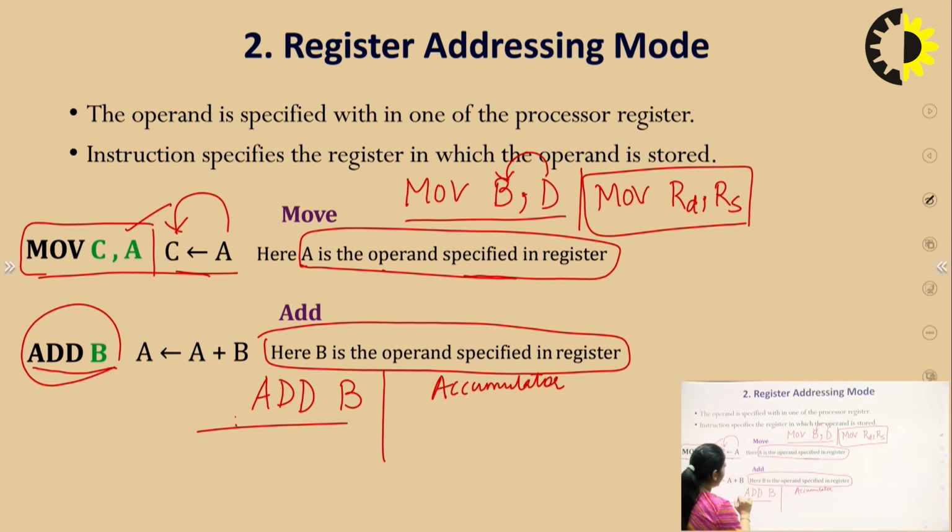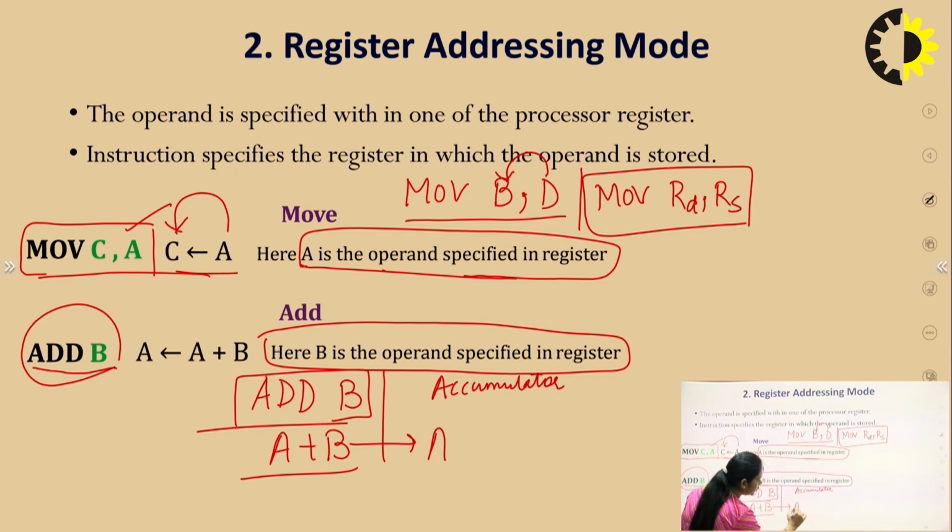So if ADD B is written, that means it will perform A plus B, and the result is stored in the accumulator only. So this is based on register, that is why it is register addressing mode.